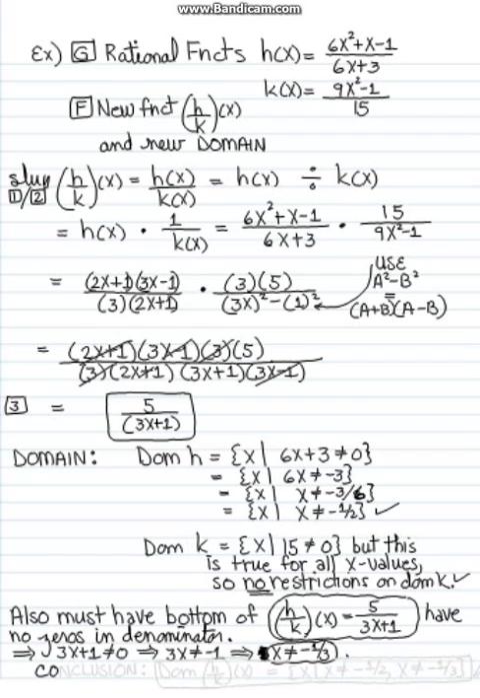The conclusion then: the domain for our new function h over k of x is the set of all real values x such that x cannot be equal to negative 1/2, comma, x cannot be equal to negative 1/3.